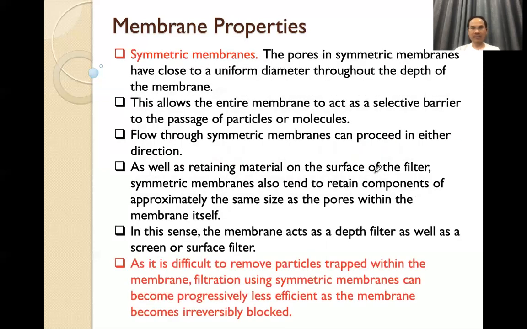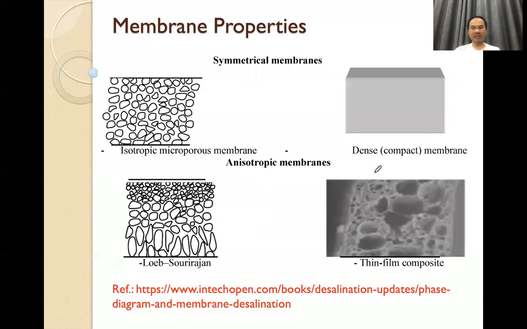There are two kinds of membrane, symmetric membrane and asymmetric membrane. I will show you like this. Symmetric membrane has at least two kinds: dense compact membrane and isotropic microporous membrane. In a symmetric membrane, the pore size is mostly uniform, the same size, or dense.